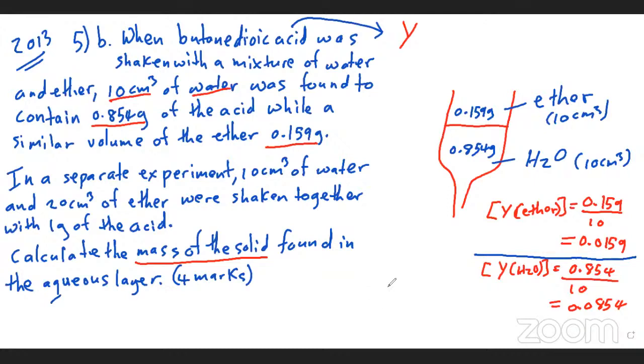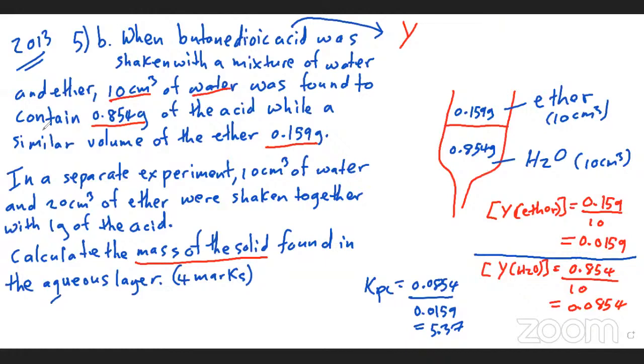So it would be the 0.0854 divided by 0.0159, and you should get 5.37. So the only mistake you can make here is putting the wrong thing at the top.